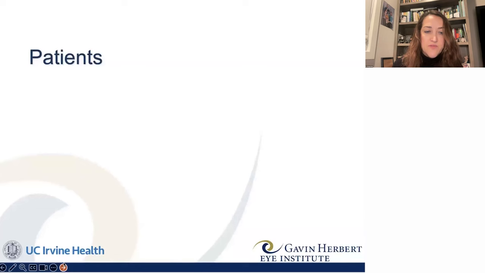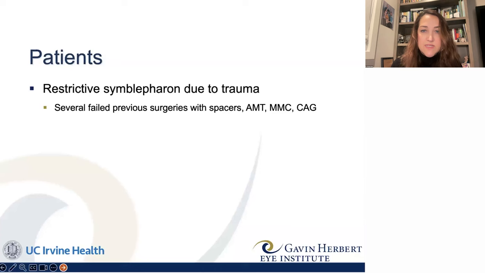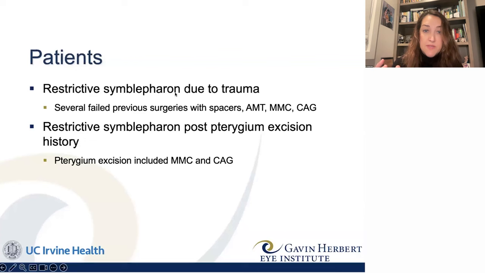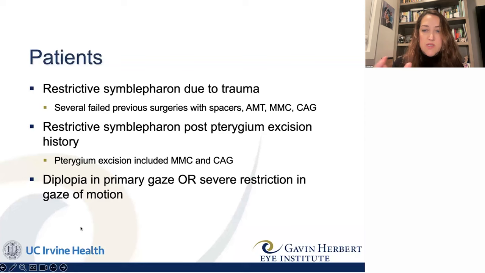So we took a group of patients who had restrictive symblepharon due to trauma, and some of them had failed previous surgeries with spacers, amniotic membranes, mitomycin C, conjunctival autograft. And some of these were post-pterygium excision, where there was a severe recurrence of thick fibroblast tissue, symblepharon, that had occurred, causing restrictive strabismus in some of these cases, and diplopia in primary gaze with restrictive ability to move the eye in various gazes of motion.